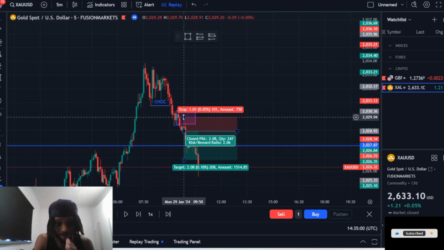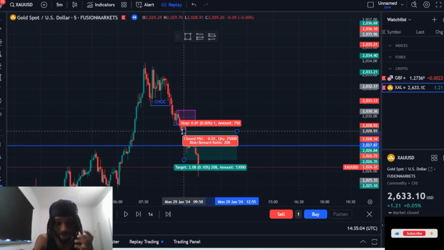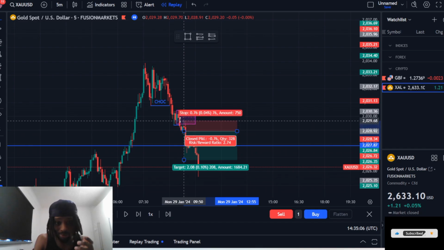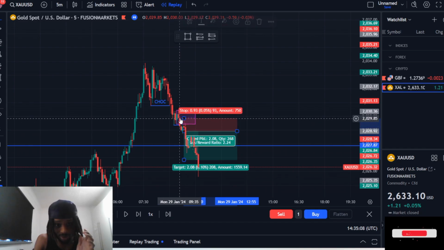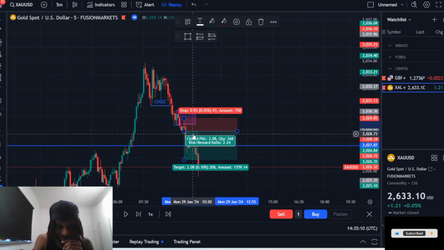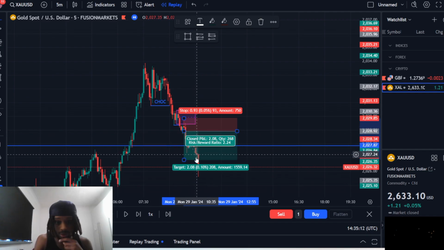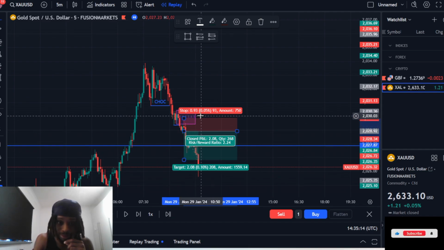So my stop loss would have been here, but as soon as we hit 1 to 1, I would have moved my stop loss to break even, which would have been here. But let's just leave it there just now for argument's sake. But yes, I would have moved it here just in case the trade turns around and wants to hit 1 to 1, then go back down to stop us out.